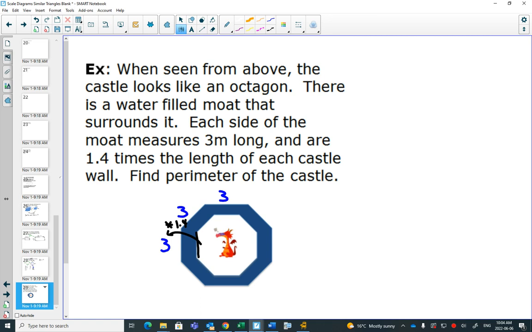It is a very small castle. It's a tiny dragon. Right?